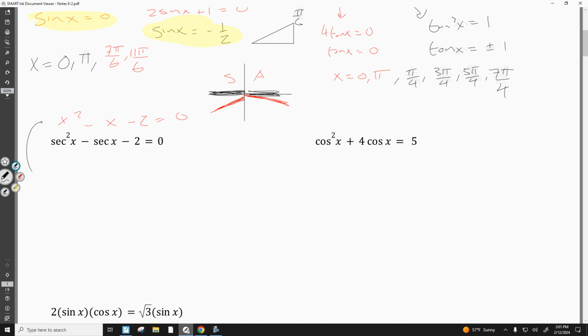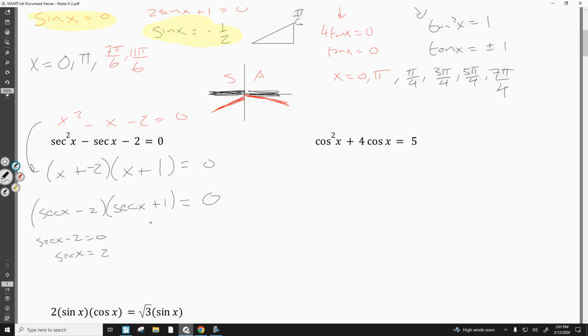For this equation, we look for x plus something times x plus something equals 0. The somethings are a negative 2 and a positive 1. But it's now secant x minus 2 times secant x plus 1 equals 0. We have a product set equal to 0. We set both of those terms equal to 0. We solve, which means I need to find when secant x minus 2 equals 0. That's when secant x equals 2. Solve that for me. I need to find when secant x plus 1 equals 0. That's when secant x equals negative 1. Solve that for me.